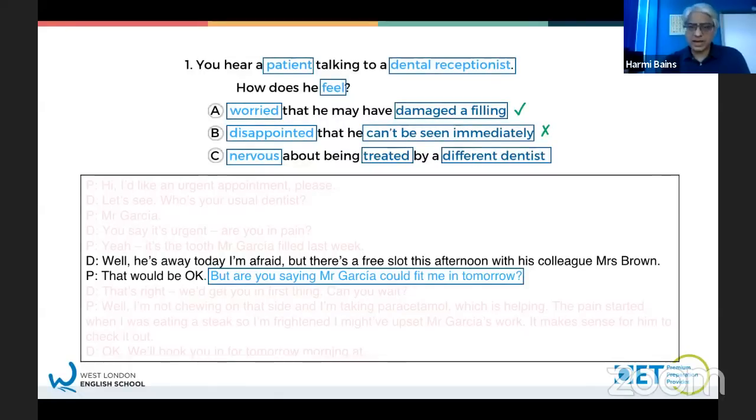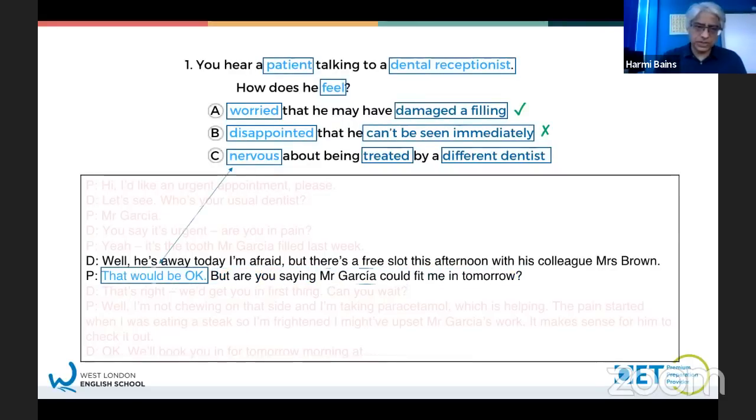Again, it sounds a little bit like option B, that he can't be seen immediately, but you've got to make sure you read the whole answer option because he's not disappointed. There's no disappointment there at all. And also with option C, when the receptionist talks about seeing another dentist, the patient actually says that would be okay. So it doesn't match with option C, not nervous at all. He's actually perfectly fine with it. So you can see options B and C are slightly inaccurate.